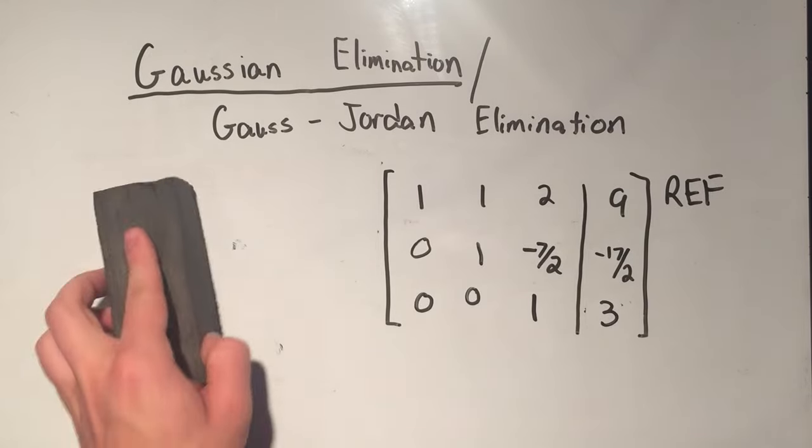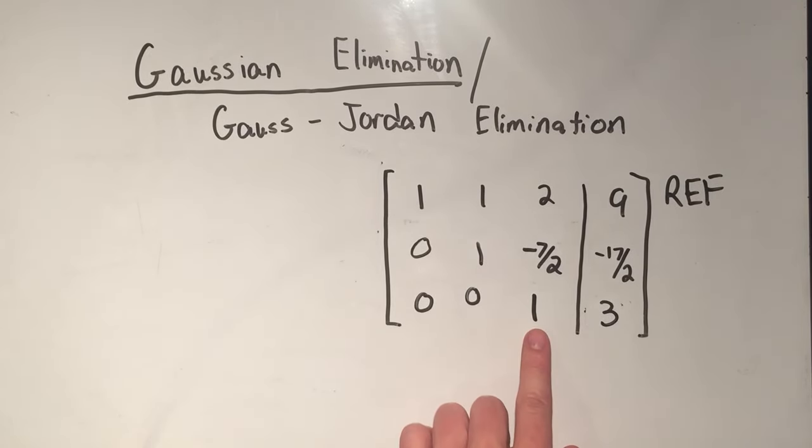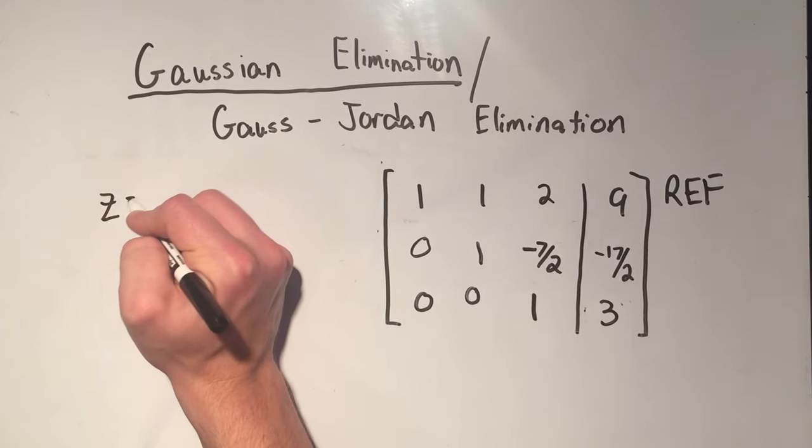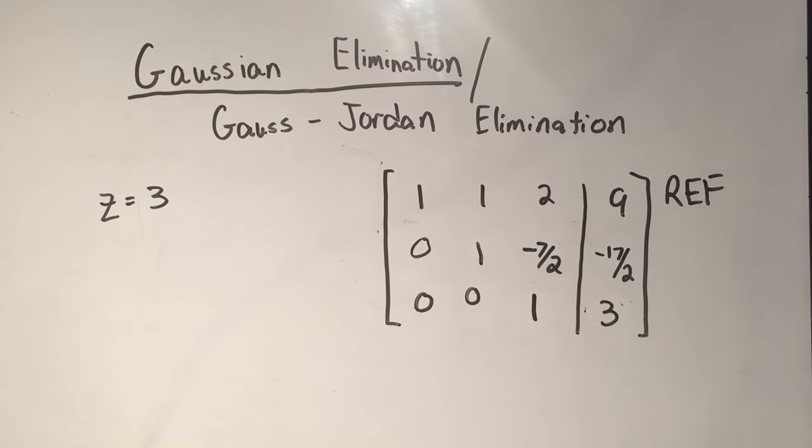So here's how we would solve the system. I look here, I basically have 0x plus 0y plus 1z equals 3. And this simply means that z equals 3. I can just read the answer. I've got 1z equals 3.